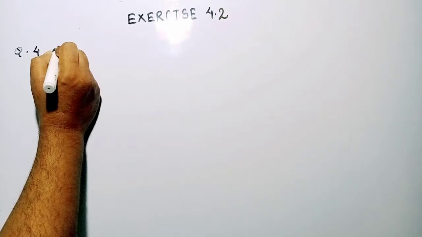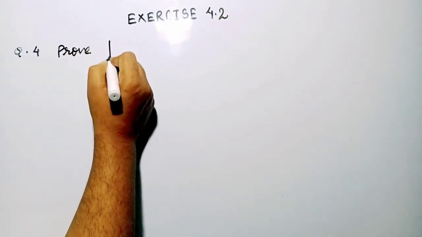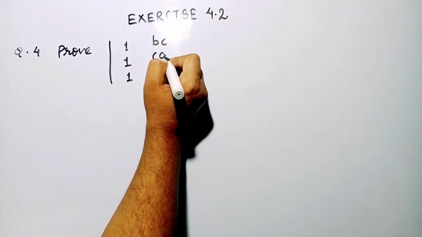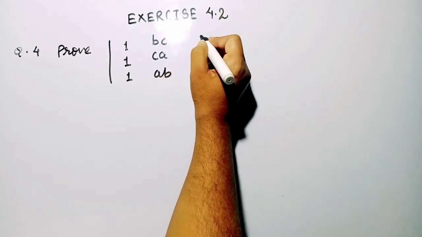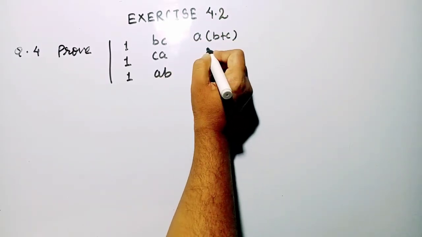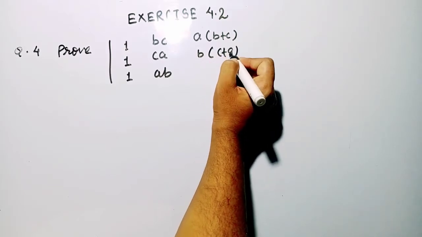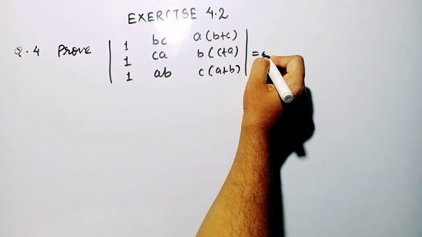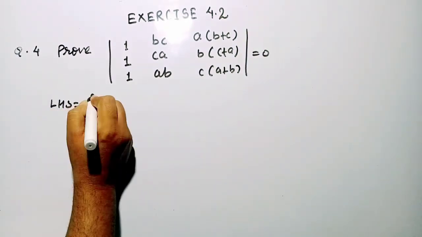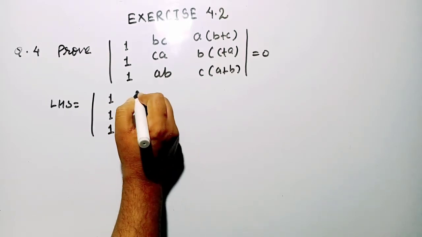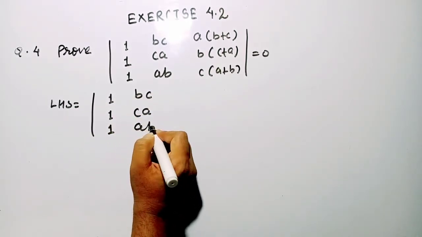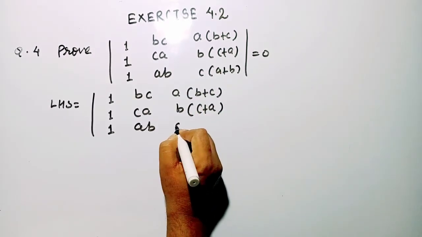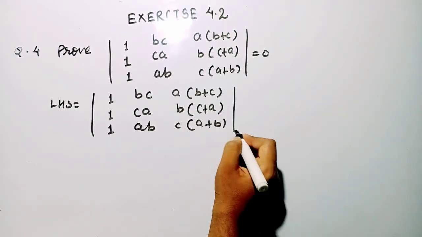Now moving to the next question. Prove that the determinant having the elements 1, 1, 1, BC, CA, AB, and A multiplied by B plus C, B multiplied by C plus A, and C multiplied by A plus B, is equal to 0. So first of all, writing the LHS: 1, 1, 1, BC, CA, AB, and A(B plus C), B(C plus A), C(A plus B).